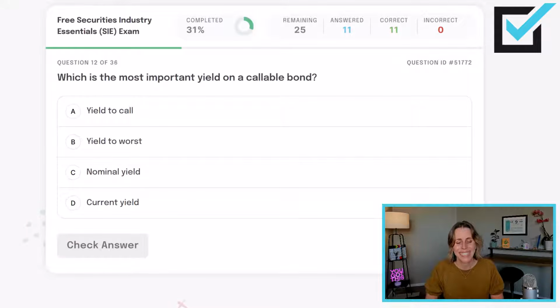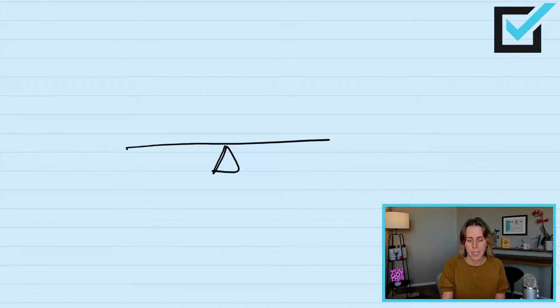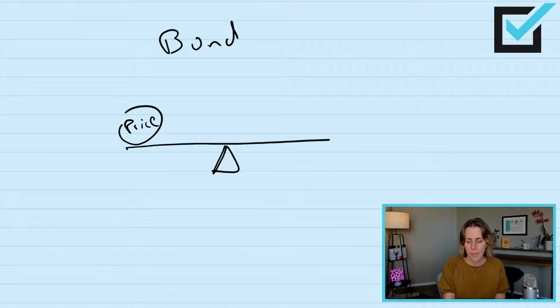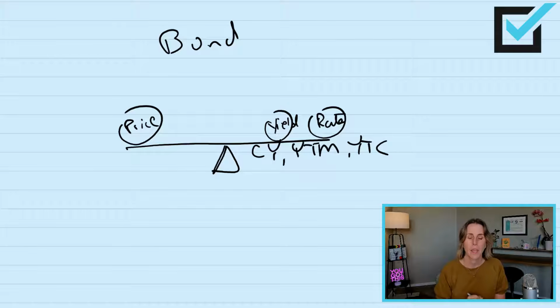Which is the most important yield on a callable bond? Let's do some drawing because I really do want you to use your scratch paper. So we have the bond teeter-totter. On one side, we have price. On the other side, we have yield and rate. These yields stand for current yield, yield to maturity, and yield to call. And we need to know when is the most important time to think about yield to call.